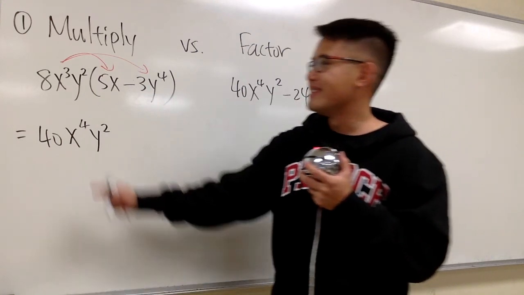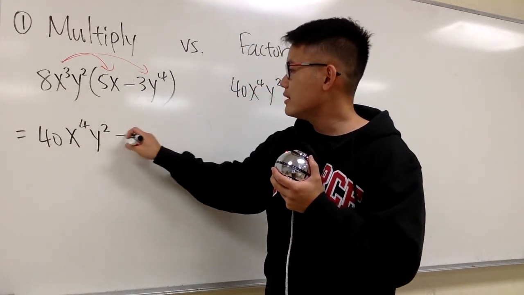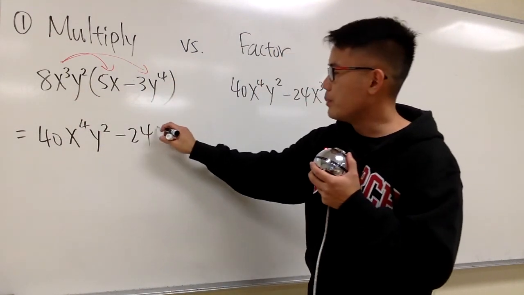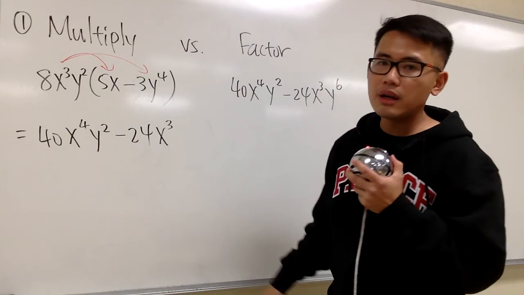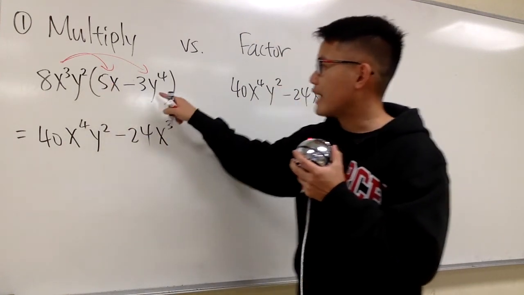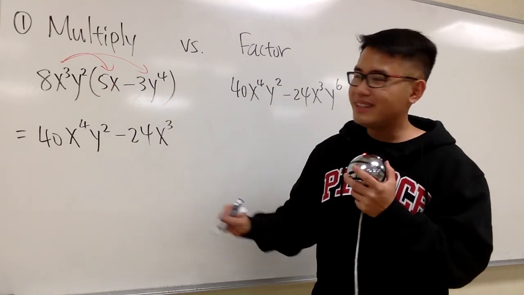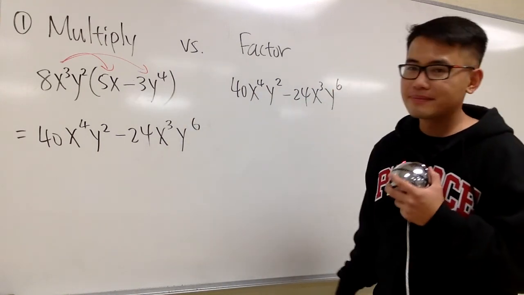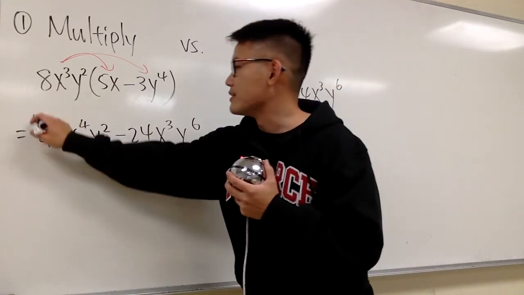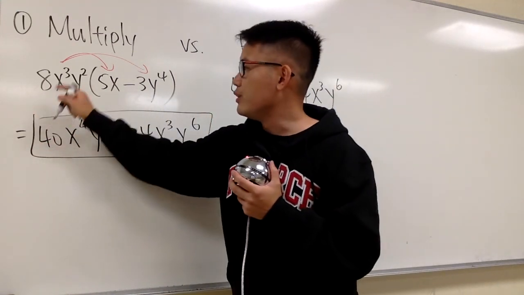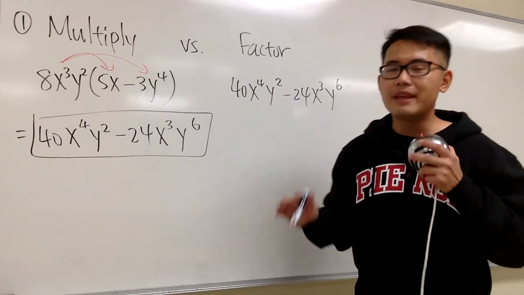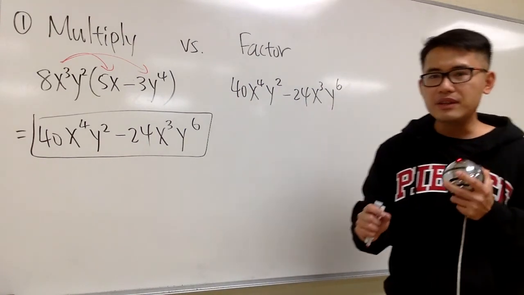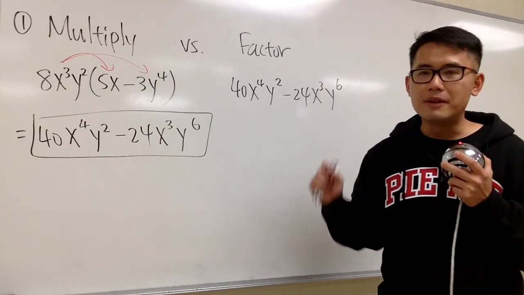And then we continue. 8 times negative 3, that's negative 24, and then x to the third power, here we don't have any x, so it will be just still x to the third power. And then y squared times y to the fourth power, it will be y to the 2 plus 4, which is 6. And now we're done. This is considered the answer if you need to multiply this and that, right? And now let's talk about factoring. I'm going to factor this out, and specifically, I want to factor out the greatest common factor.